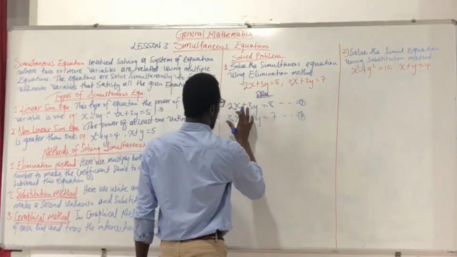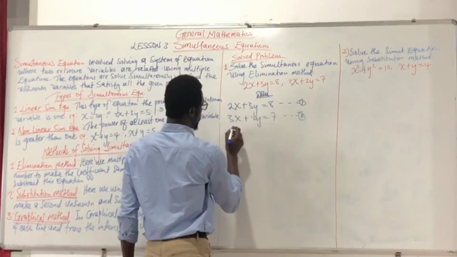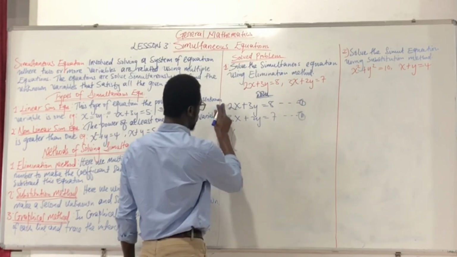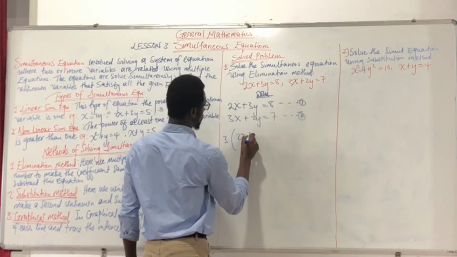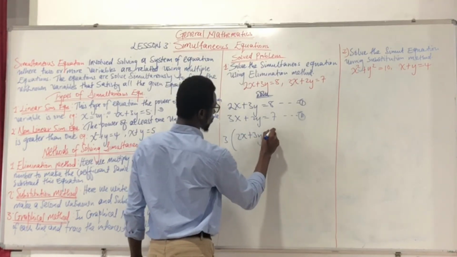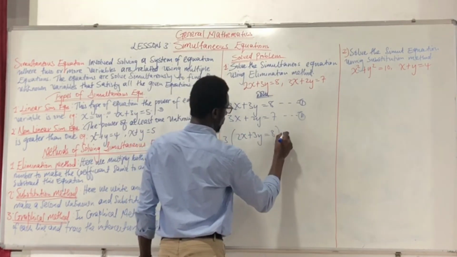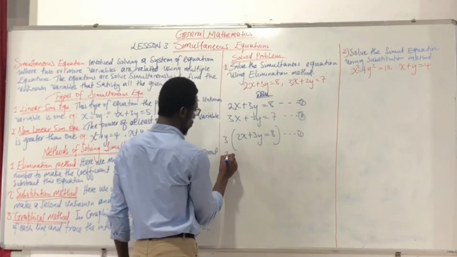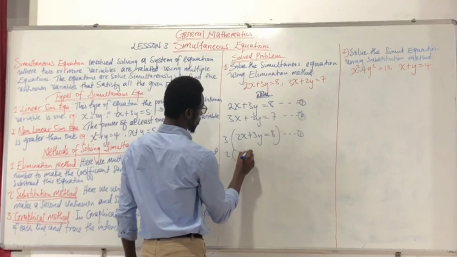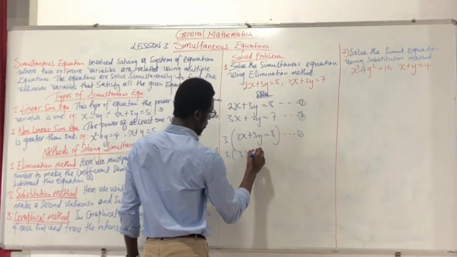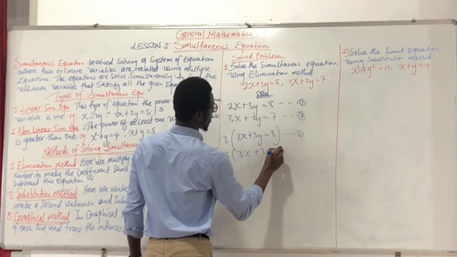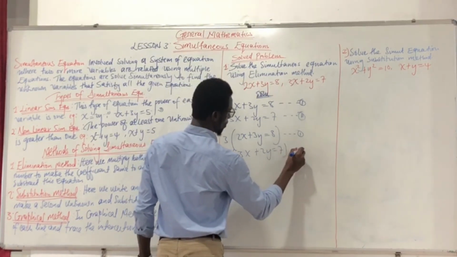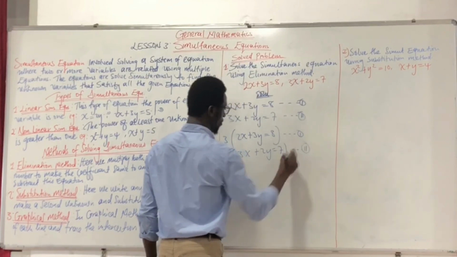So now let's see here. We interchange this coefficient. Here we use this 3, so 3 into 2x plus 3y equals 8. These are our new equation 1. Then here we say 2 into 3x plus 2y equals 7. These are equation 2 now.